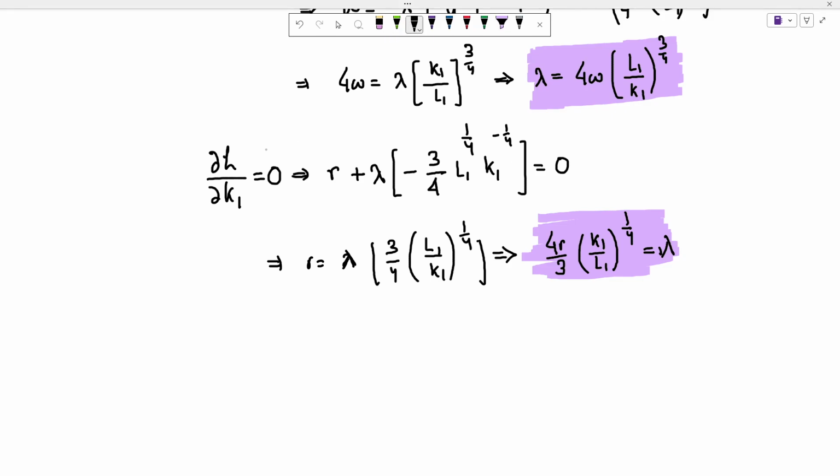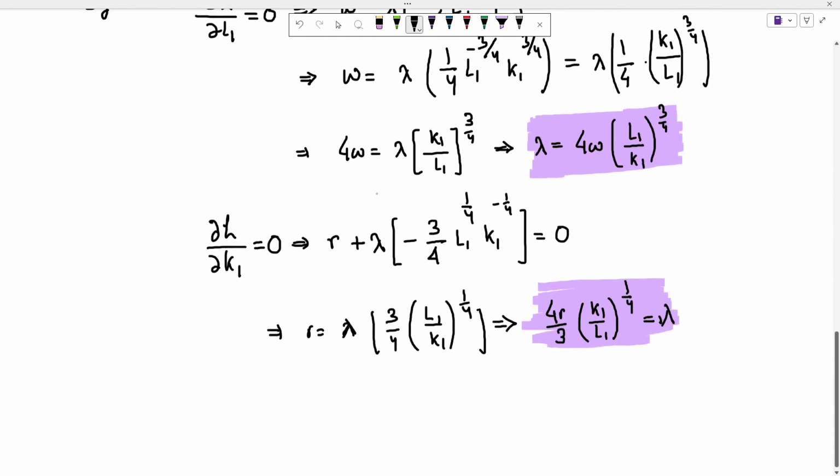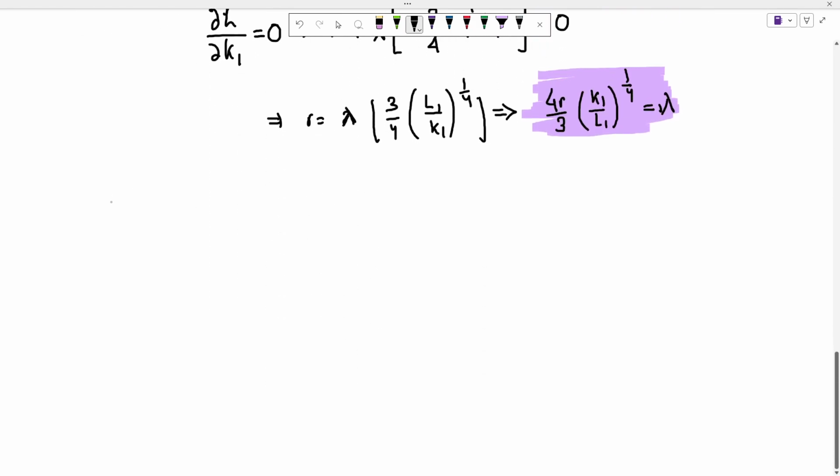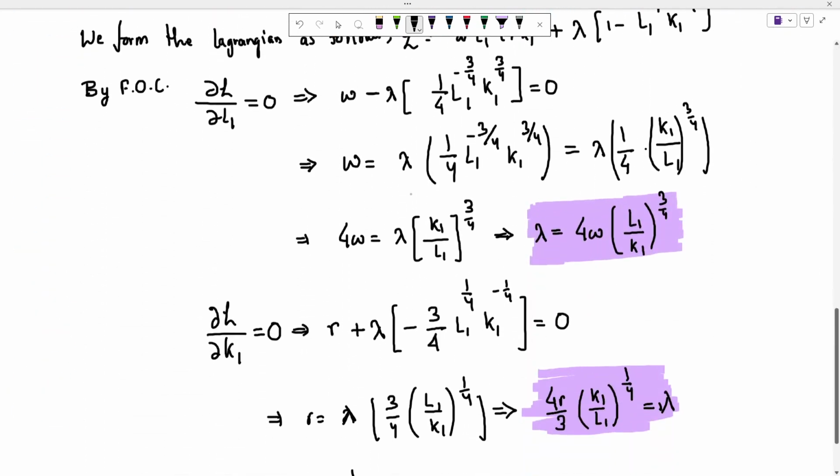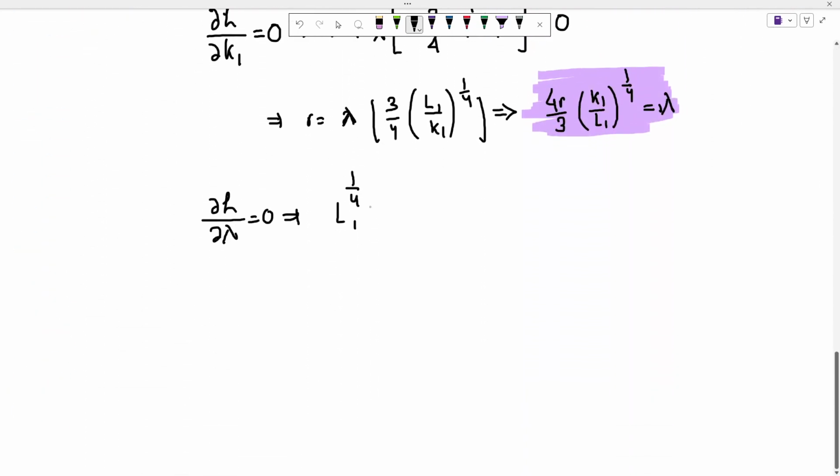Now from these two equations, we have one more thing: the constraint itself, which is L1 to the power 1/4, K1 to the power 3/4 equals 1. So we have these three things.